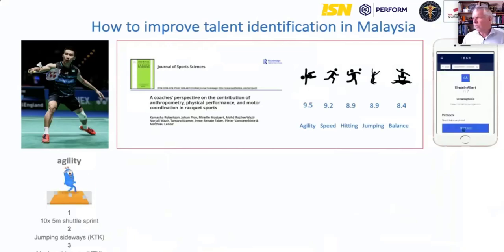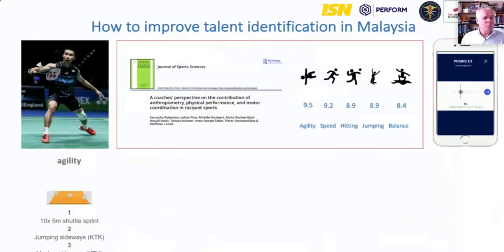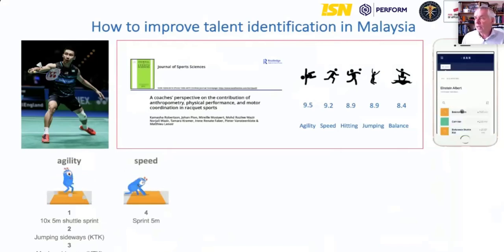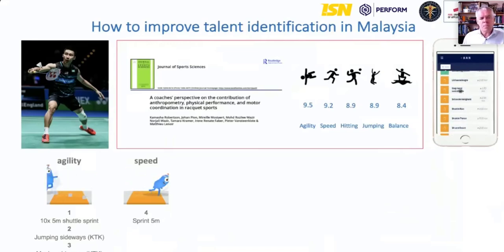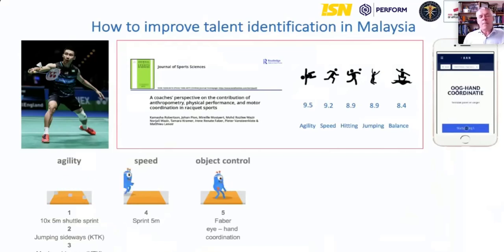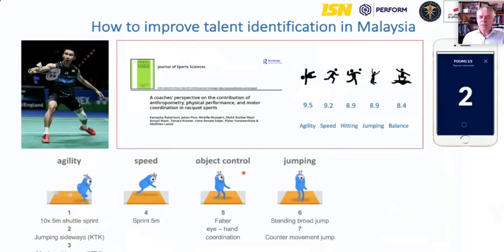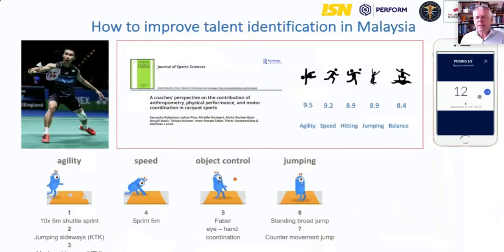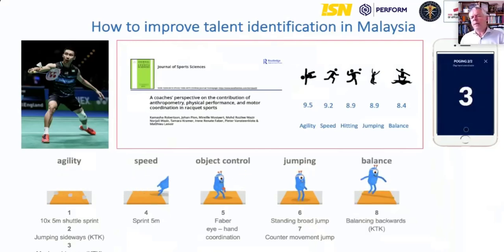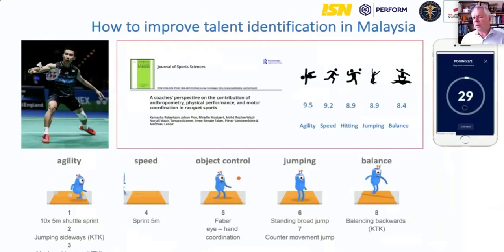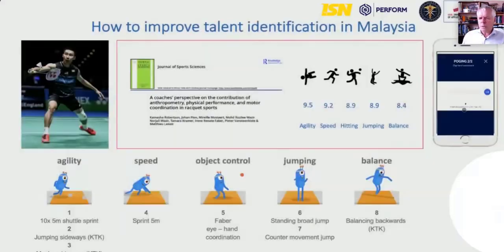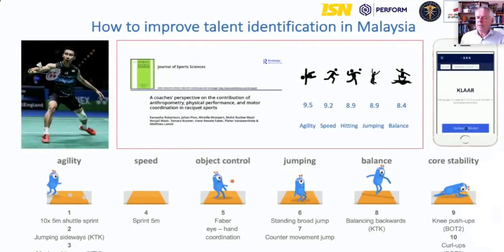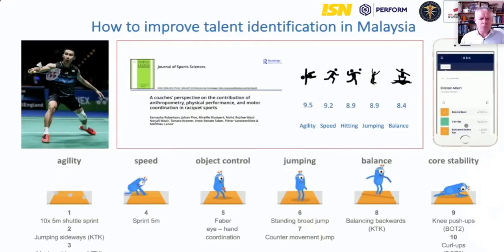So we built our test battery, and you see agility. We have the 10 times 5 meter shuttle sprint, which is in the sports compass already, and the jumping sideways and moving sideways. For speed, we have a sprint 5 meters. It is an additional test because it is not in the sports compass. For object control, we have the Fabers eye-hand coordination, which is in the sports compass. The standing broad jump and the counter movement jump show something about our jumping capacities. The counter movement jump is an additional one. And then the balance is already in the sports compass, and the knee push-ups and the curl-ups are, of course, also in the sports compass.